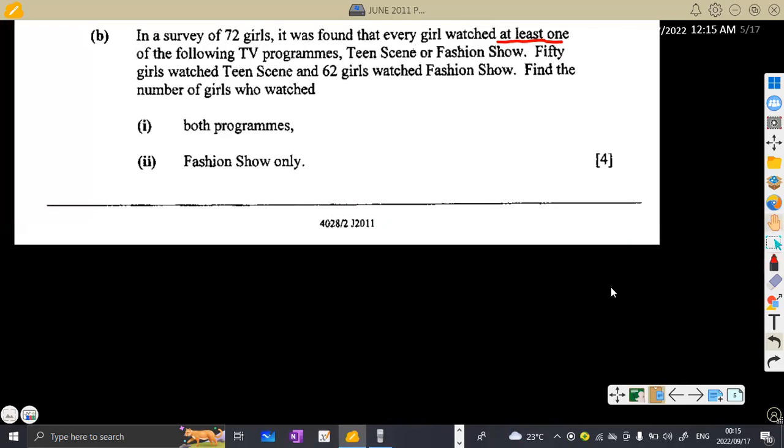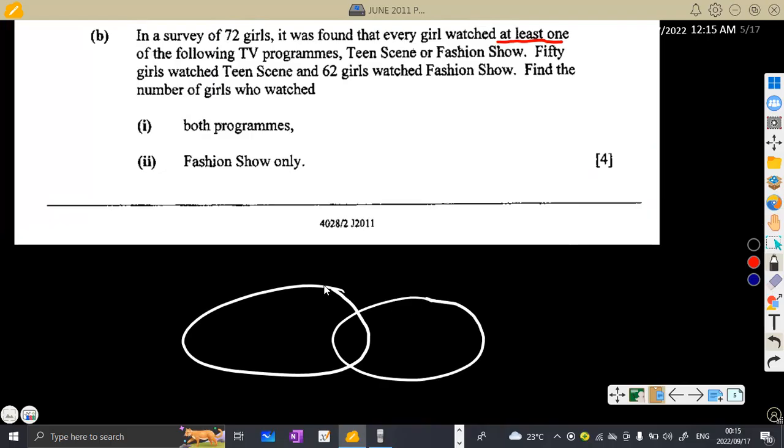So since we are given at least, if you are to represent it on your Venn diagram, you are going to have 2 sets, without that rectangle, because there's at least, which means we do not have a condition of finding anyone outside of these 2 sets, which are the Teen Scene and the Fashion Show. So we have got Teen Scene and Fashion Show. So take note, guys, in the Teen Scene, the whole of them, there are 50 girls. And 62 girls watched the Fashion Show. So in Fashion Show here, we have got 62 girls.